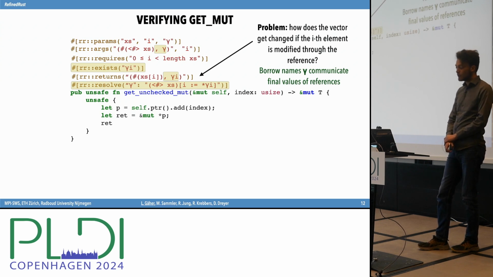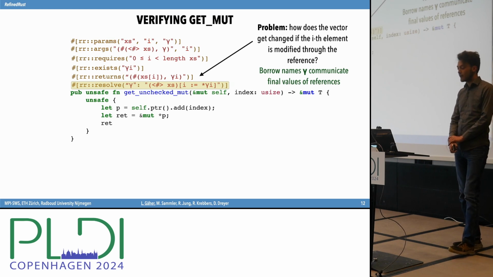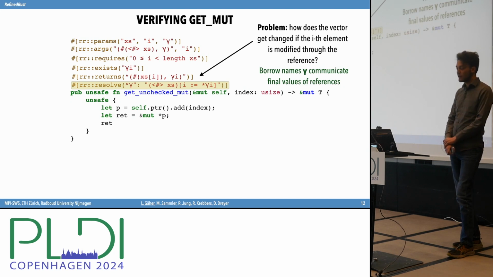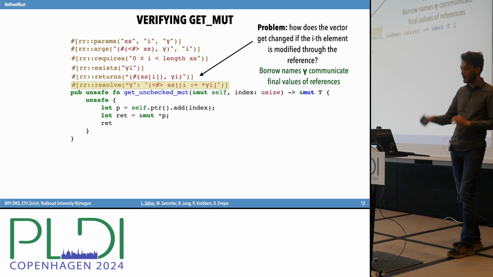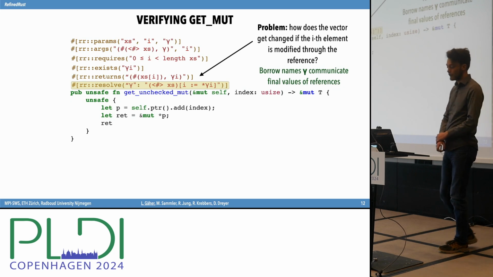And we say that the mutable reference to self uses the borrow name gamma for its final value, and the returned reference gets a new gamma I that is existentially quantified. And then we can specify an additional clause here that says how the ith element of the vector gets modified. It basically states that the new value of the whole vector is the list xs, where the ith element is replaced with a symbolic reference to gamma I, the name for the returned reference.